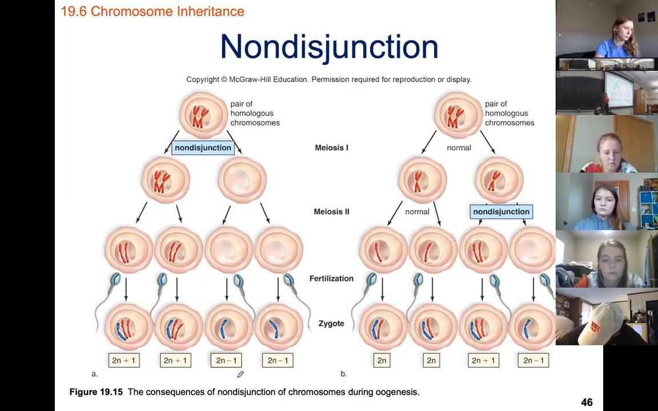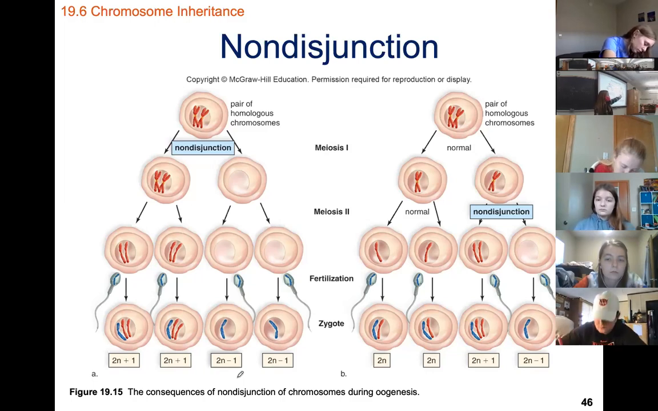So it can happen in that first division, right? Because we have 2 different divisions. You have a division here from 1 to 2, and you have a division here from 2 to 4. Okay, so non-disjunction can happen at either of those divisions. And when that happens, as you can see on the left-hand side, you have ones that end up with 3 chromosomes, and you have a couple that end up with 1. And then on the other one here, you have some that end up with 2, some that end up with 3, and some that end up with 1. It just depends on when it divides and when the non-disjunction occurs.